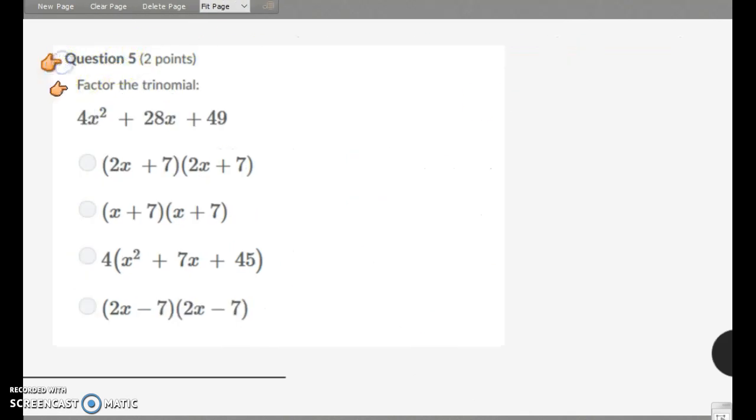Question number 5. Factor the trinomial. 4x squared plus 28x plus 49. Answer choices are the quantity 2x plus 7 times the quantity 2x plus 7, the quantity x plus 7 times the quantity x plus 7, the quantity 4 times the quantity x squared plus 7x plus 45, and the last answer choice is the quantity 2x minus 7 times the quantity 2x minus 7.